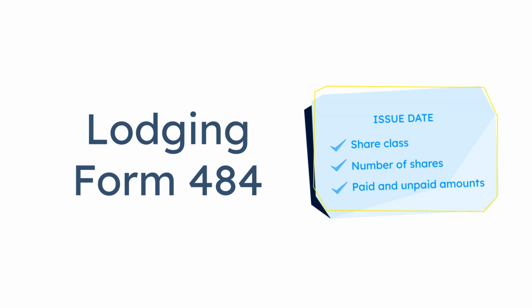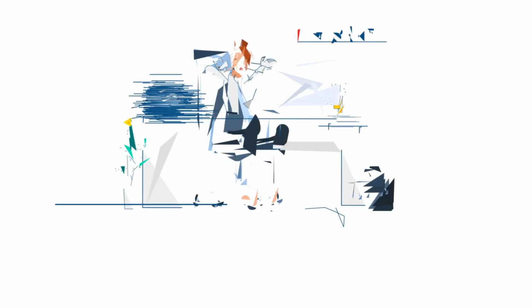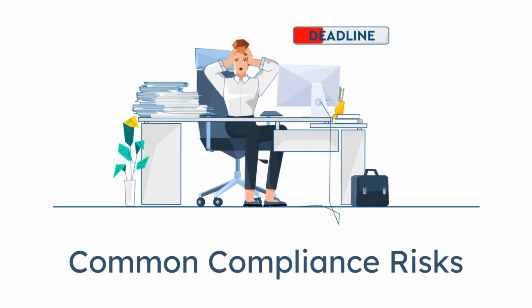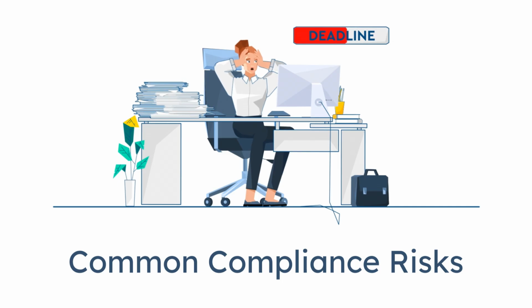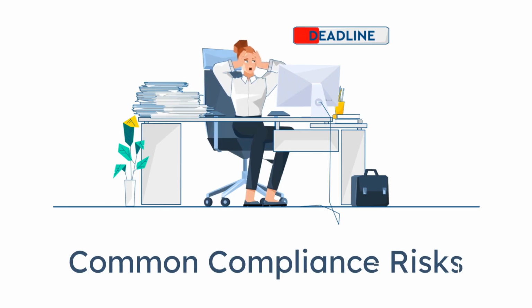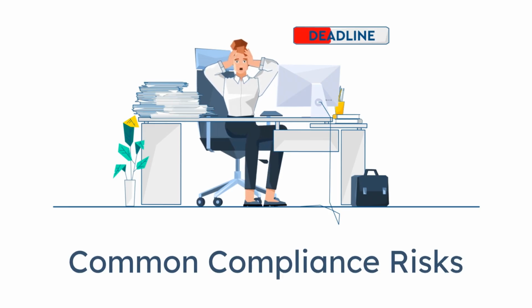Form 484 records legal changes. It doesn't create them. Errors often include late lodgements, incorrect or duplicate forms, missing details, ignoring preemptive rights, failing to update internal registers. These mistakes create legal and financial risks.